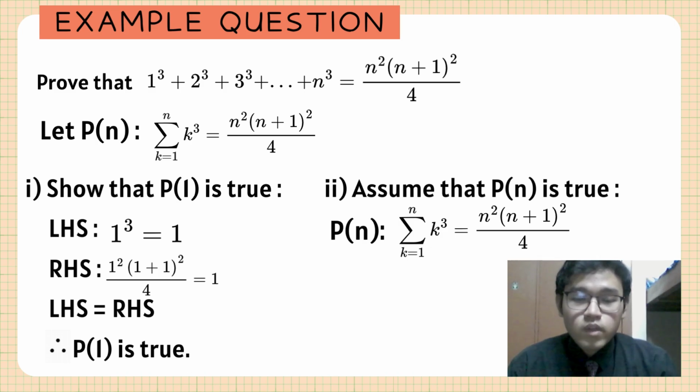So we need to substitute 1 into the n. For our left hand side, you substitute 1 into the k to get 1 cube, which is equal to 1. And for our right hand side, you substitute the 1 into the n to get 1 squared multiplied by (1 plus 1) squared over 4, which is equal to 1. So our left hand side and our right hand side are equal. Thus P1 is true. The second step is to assume that P(n) is true. So we let P(n) equal the summation of k cube equals n squared multiplied by (n plus 1) squared over 4.